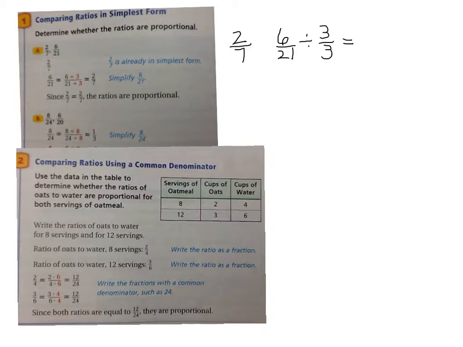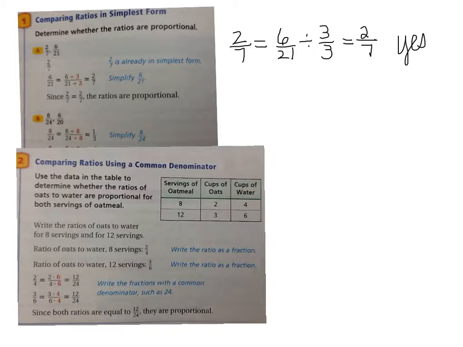6 divided by 3 is? 21 divided by 3 is? 7. How do those two ratios now compare? They're equal. Therefore, are 2 to 7 and 6 to 21 proportional? Yes. If in simplest form they match each other, then you would say yes, they are proportional because 2 to 7 is the same thing as 6 to 21 when 6 to 21 is in simplest form.